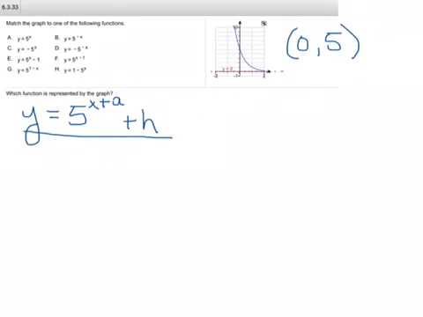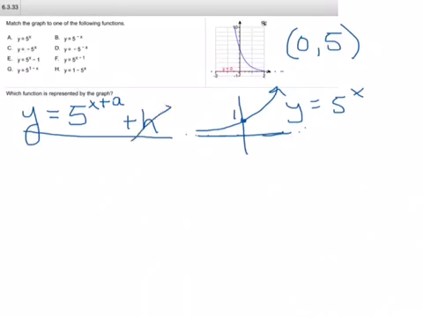That means that we must have no vertical shift for the graph, as the basic graph 5 to the x would look something like this, where this is 1, this is our horizontal asymptote, and we would have y equals 5 to the x. So we must have no vertical shift for the graph because the horizontal asymptote would have changed. So h must be equal to 0. Okay, so that leaves us with y equals 5 to the x plus a.